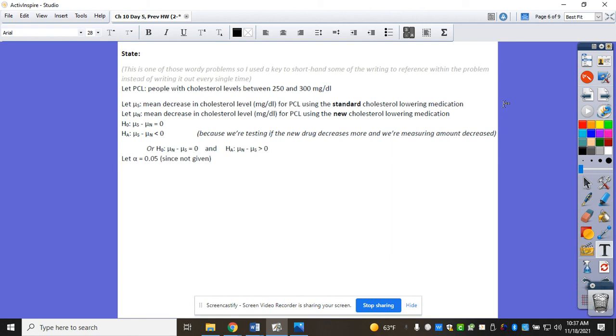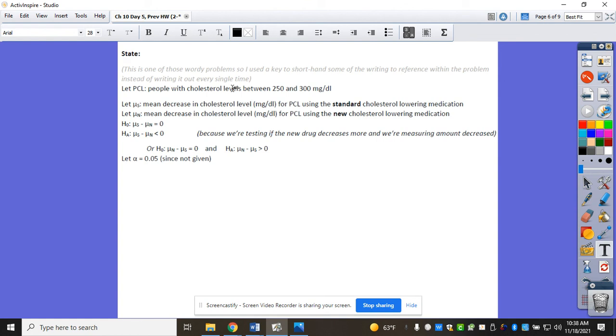This one I just typed instead. Again, this is one of those wordy ones. It specifically says in the third sentence, 100 people with cholesterol levels between 250 and 300 milligrams per deciliter were available for this study. So you need to mention that this is only people with cholesterol levels between 250 and 300 milligrams per deciliter. So I just did some shorthand notation for that.